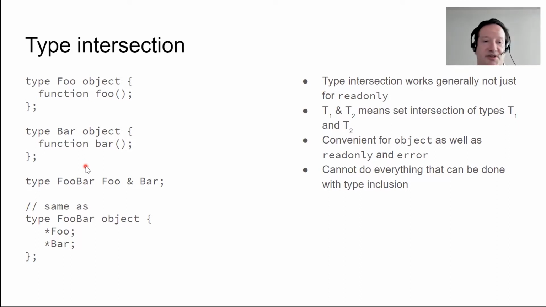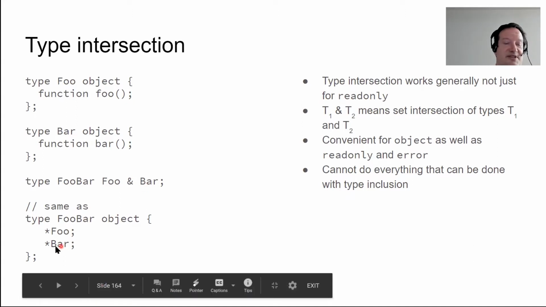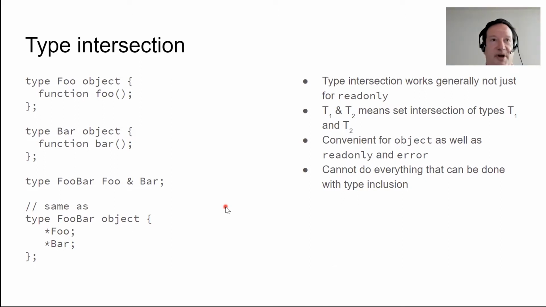In particular, you can use it with object to do some things a little bit more neatly than you can do with star T. So if I have an object type foo and an object type bar, and I want to combine those, I can do foo and bar. And that will have the same result as doing star foo star bar. It's not quite as flexible as the star T feature, but when it does what you want, it's a bit neater.